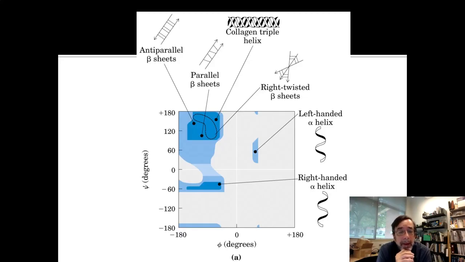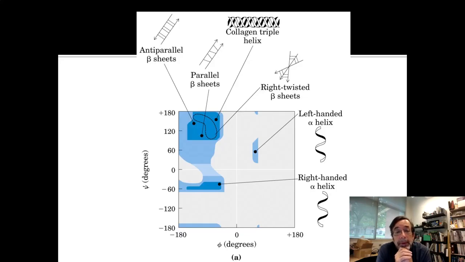Alpha helix is in the southwest quadrant, and so when you are curling up in the alpha helix, you're going to be adopting a negative 60 phi angle, and a negative 60 psi angle, okay?